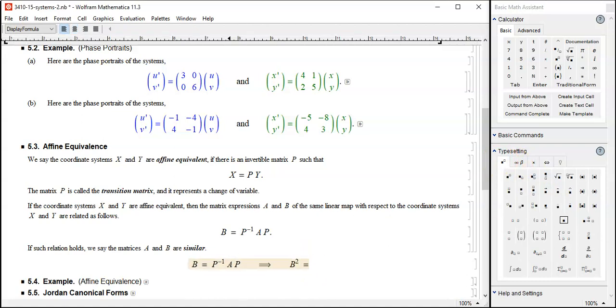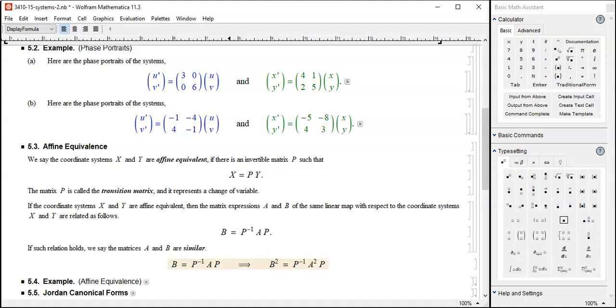B squared is basically P inverse AP, but then again another B, so P inverse AP, that's it, isn't it? But then again, matrix multiplication is not commutative, but it is associative. So we can calculate this first, and P inverse P is the identity matrix, so that goes away, and A times A, that's A squared, and what do we have? A squared and B squared are similar.